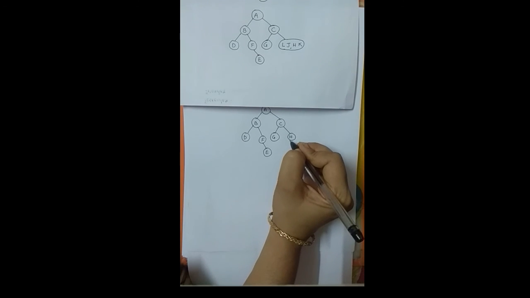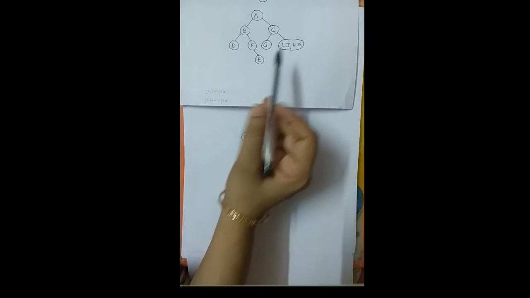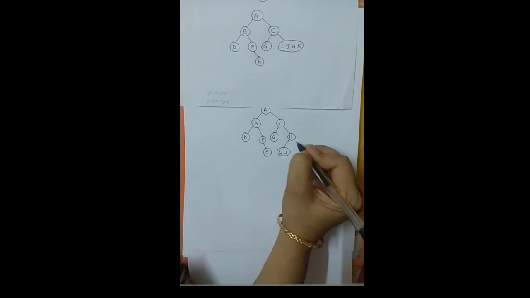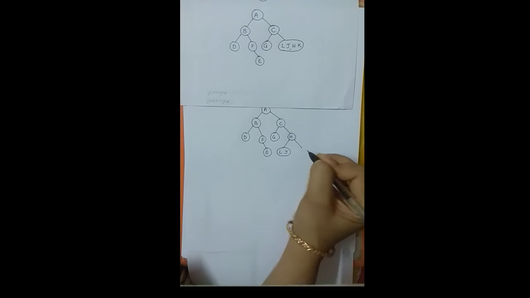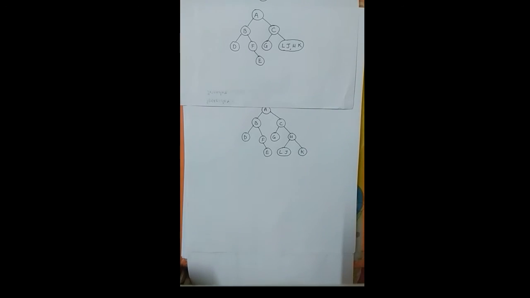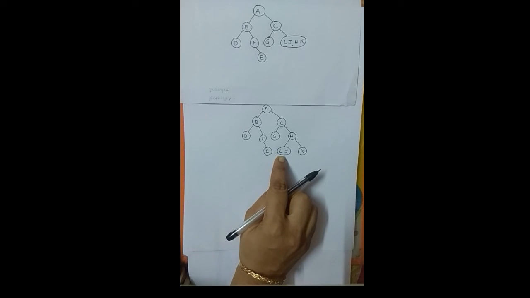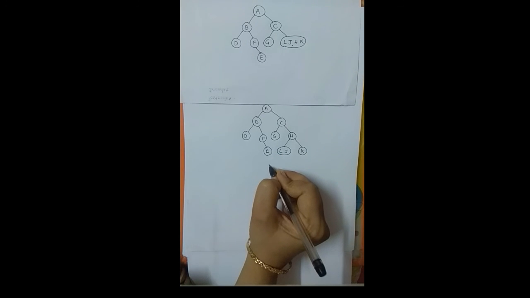On the left of H, we will have L and J. I'll mark it as a single node for time being. Later we will expand it in the next step. On the right of H, we have got only one value, which is K. Now let us go for expanding this last node. I'll copy again the same part.